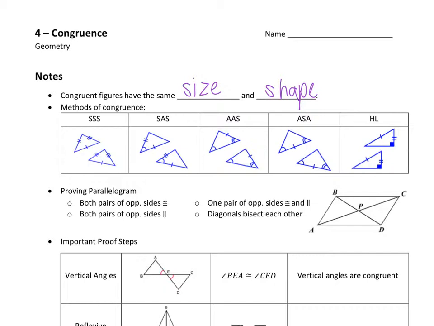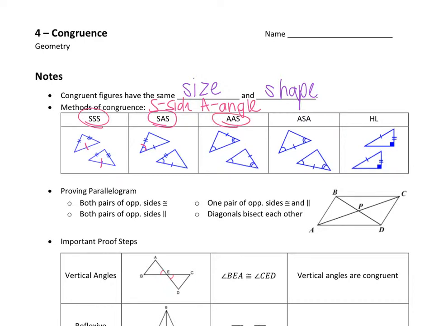All of them, except for the last one, have S's and A's. S meaning side, and A for angle. So the first one, we have 3 pairs of sides congruent. Again, pairs meaning this side is a pair with this side. So that's 1 pair of sides congruent, and we need all 3 pairs, side, side, side. The second one, we have side, angle, side, where the angle is in between your two pairs of congruent sides.